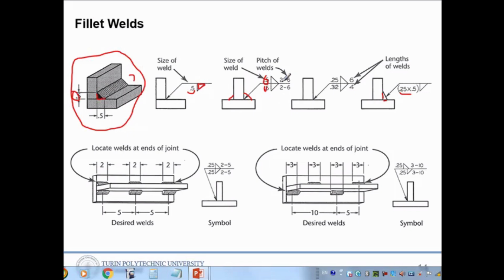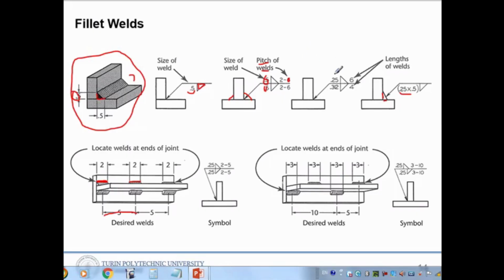There are two numbers shown. The first number shows this value, the length of the weld, and the second number represents the pitch of the welds, the distance between two welds.